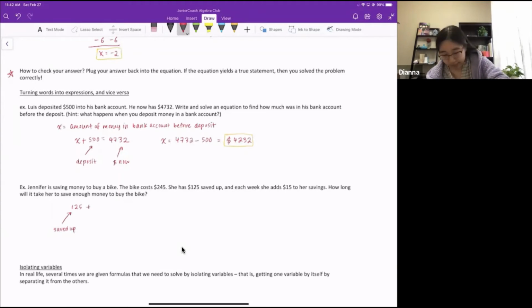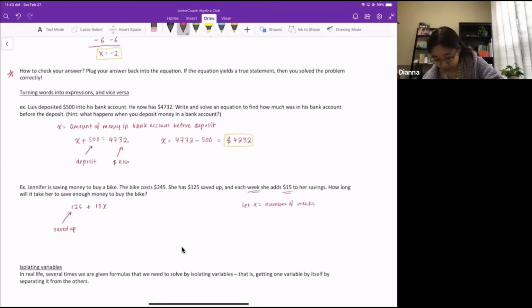So it says each week she adds 15 to her savings. So what I'm going to do here is put 15x. I'm going to say let x equal number of weeks. If I multiply $15 per week times the number of weeks, we get the total amount that's going to be added to her savings to buy the bike. Hopefully that's clear.